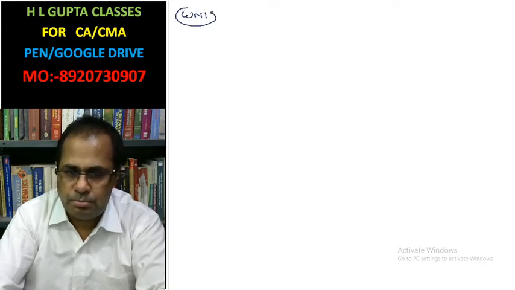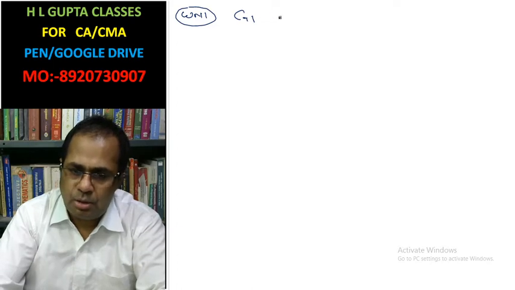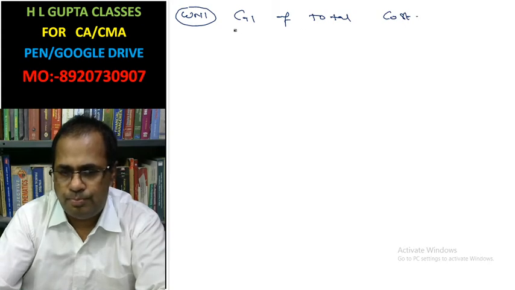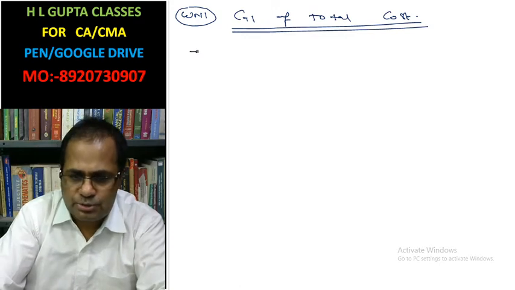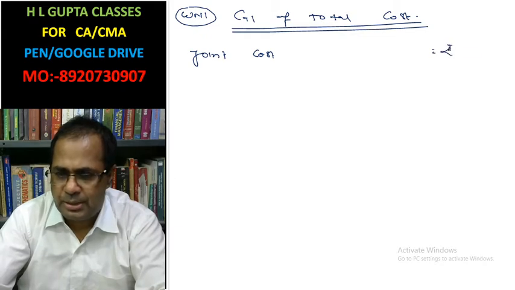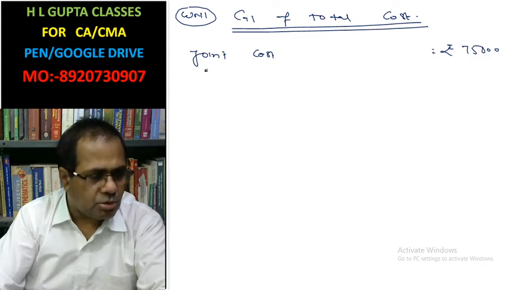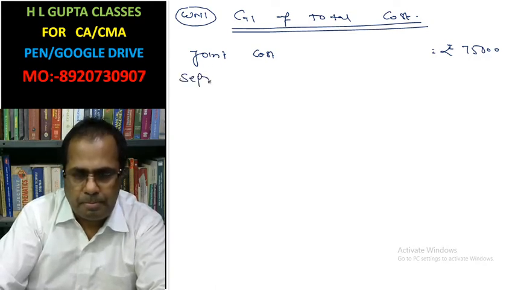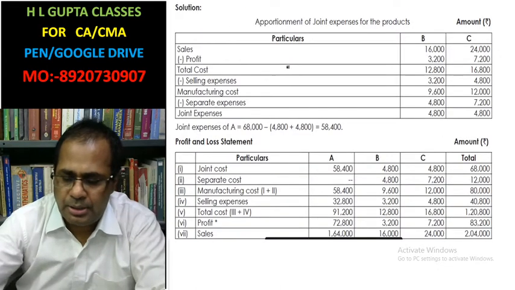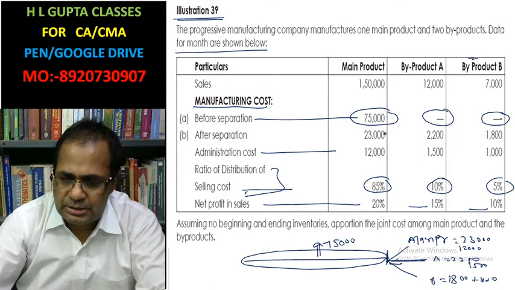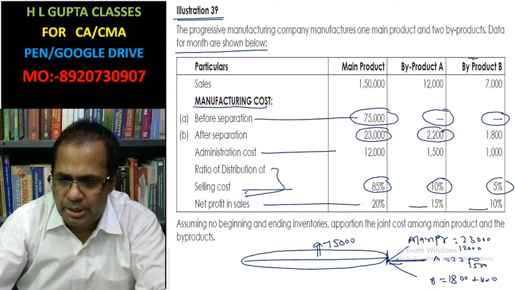Working note first: calculation of total cost. In this case, joint cost for the three products is given as 75,000. Thereafter, separation cost. What is the separation cost given in this case? Look at here: 23,000, 2200, 1800.